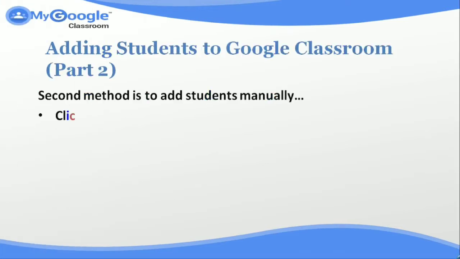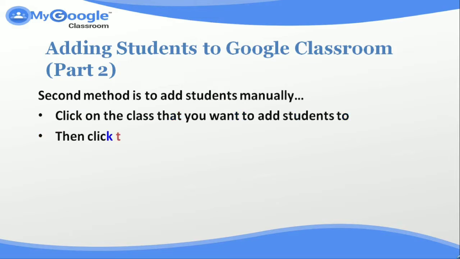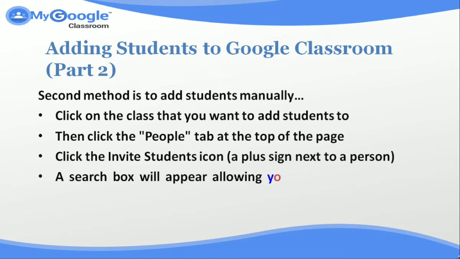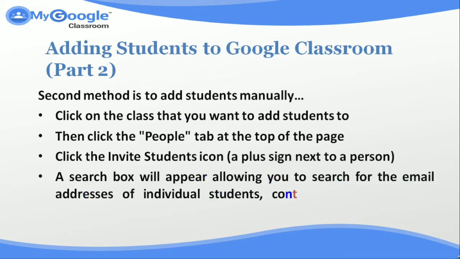Second method is to add students manually. Click on the class that you want to add students to. Then click the People tab in the top of the page. Click the Invite Student icon, a plus sign next to the person. A search box will appear, allowing you to search for the email address of individual students, contact groups, or Google groups.